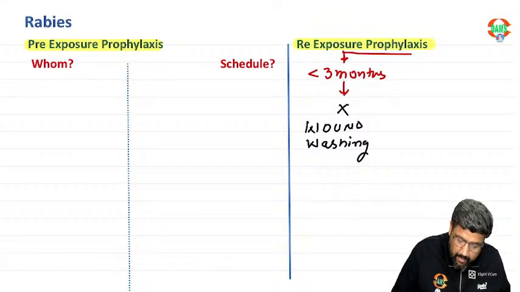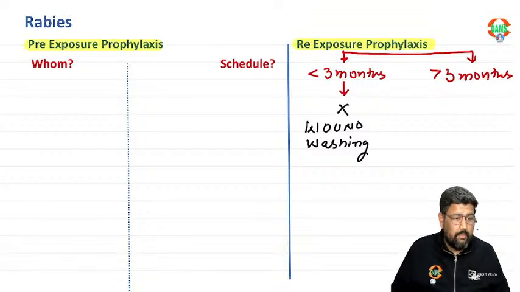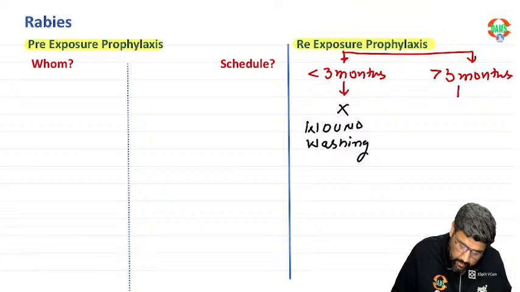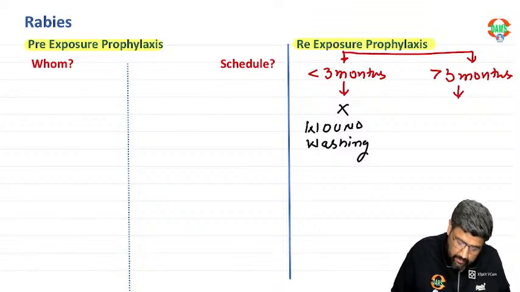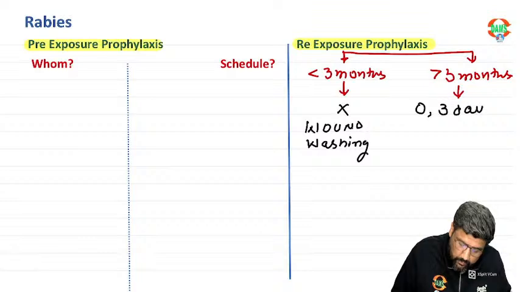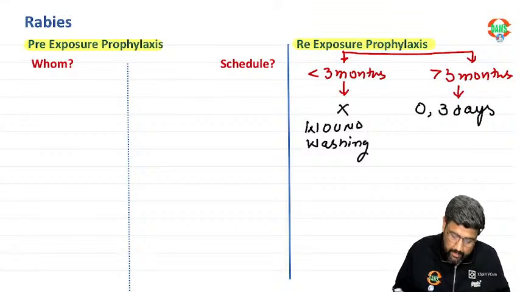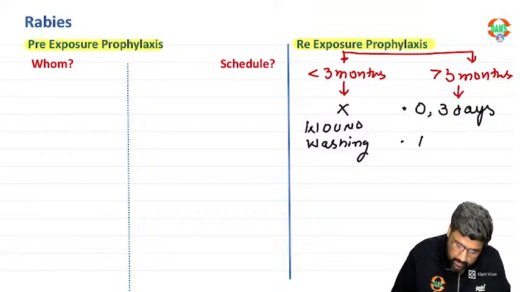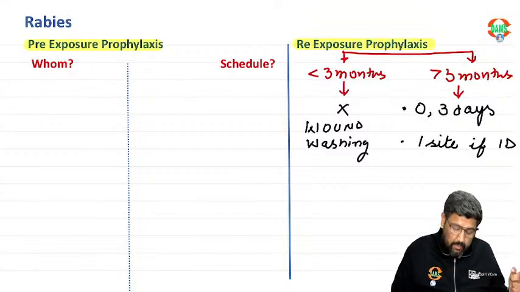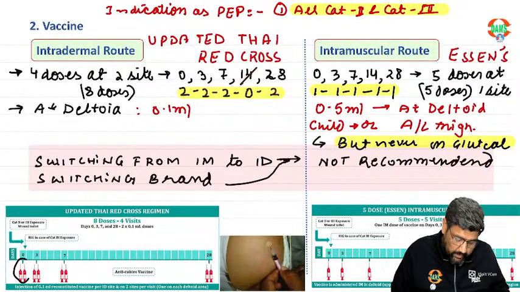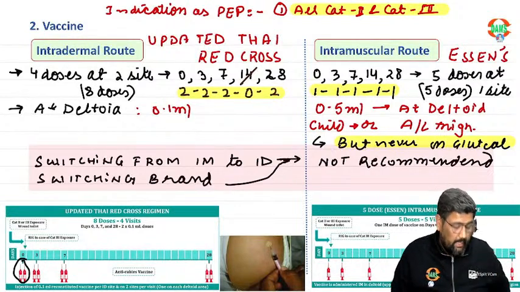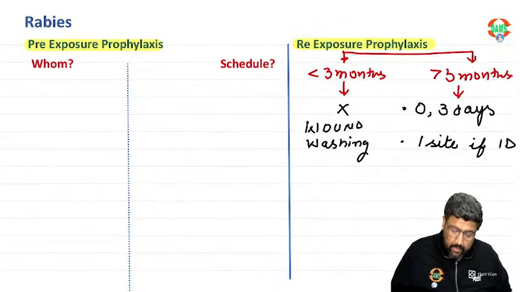If it is more than 3 months, then 0, 3, 2 doses, right? 0, 3, 2 doses. One site, if intradermal. Even if you are giving intradermal, you do not give 2 injections, only 1 injection in case of intradermal, right? One site.